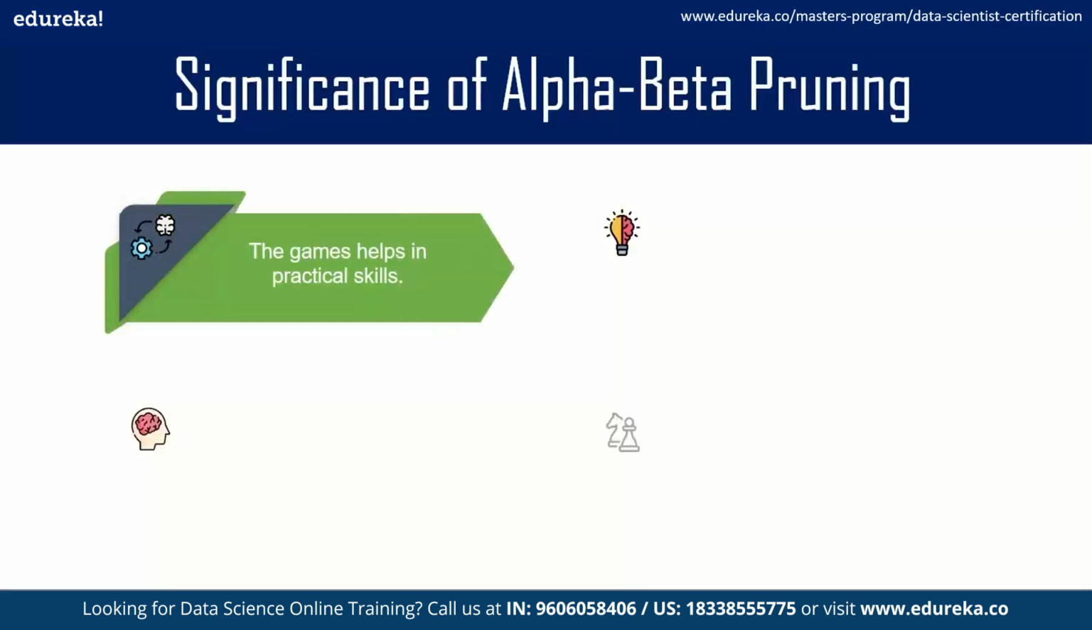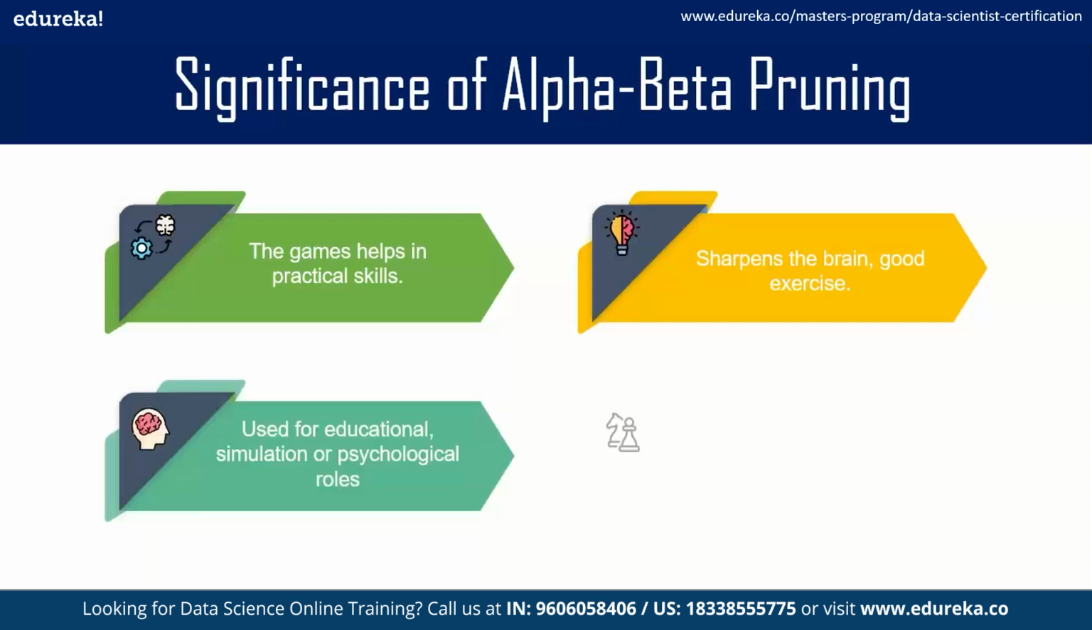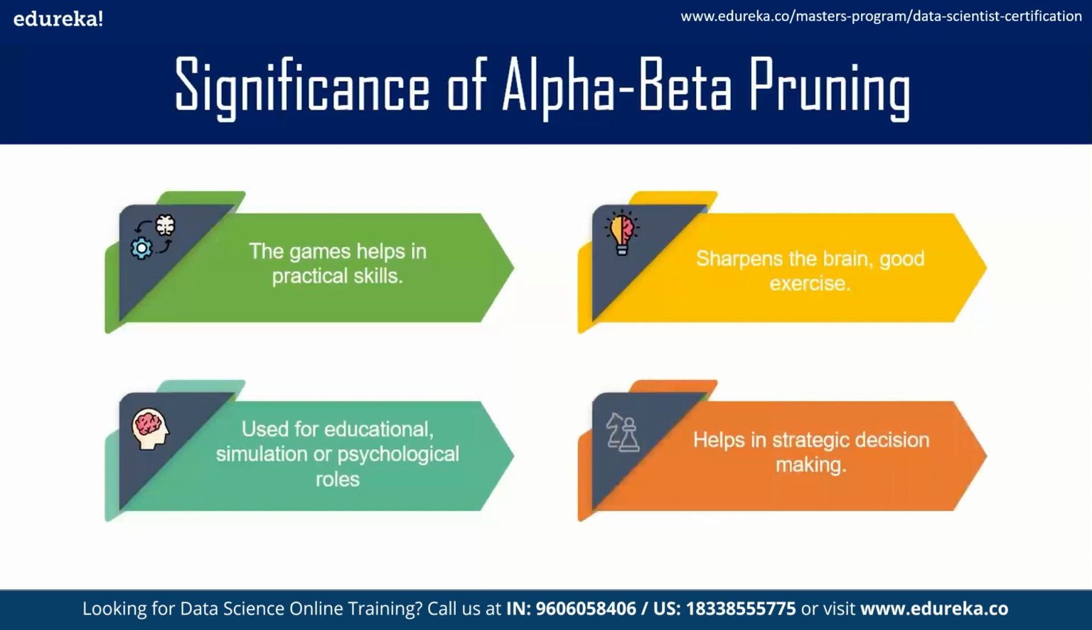So this is an algorithm which helps to develop games which enhance the practical skill of players. Also, it sharpens the brain. It is a very good exercise because when you play board games like chess, checkers, it helps you to sharpen your brain. And it is also used for educational stimulation and psychological roles. And these really help in strategic decision making.